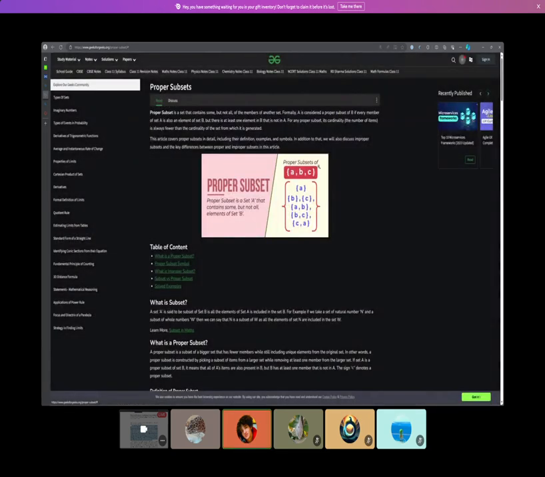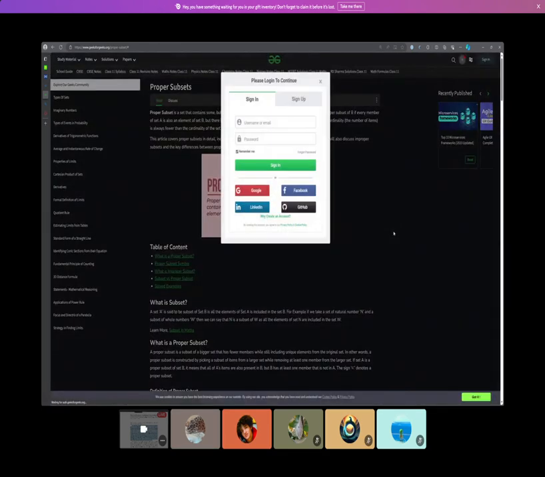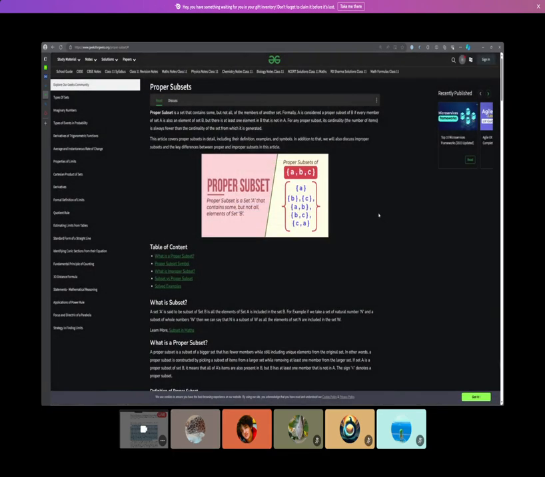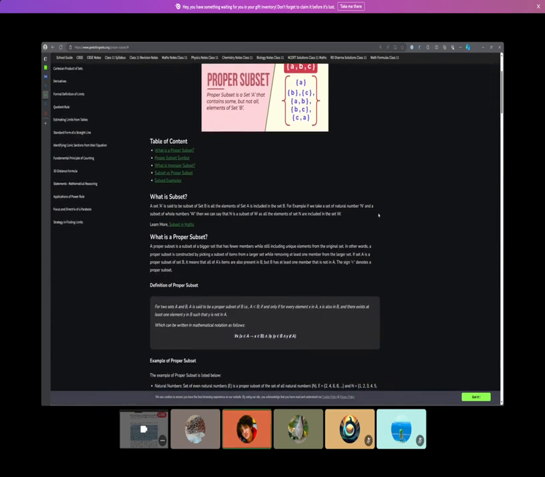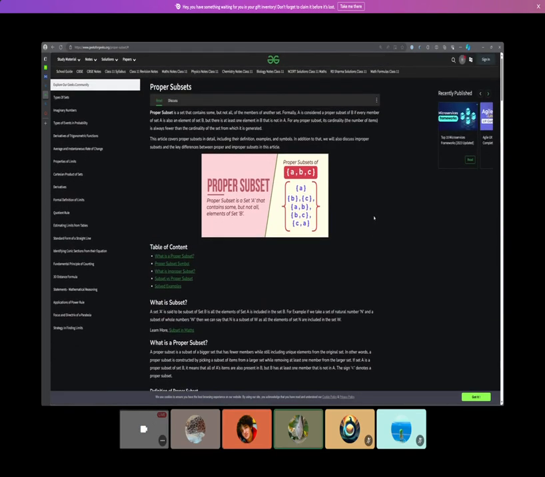This is too complicated. All that proper subset means is that one side of the relation is bigger than the other. So a proper subset is a set that contains some but not all of the members of another set. This is a bad page. No good.